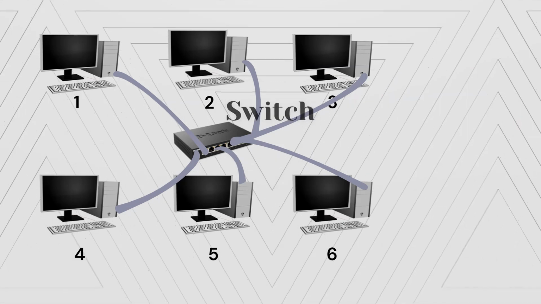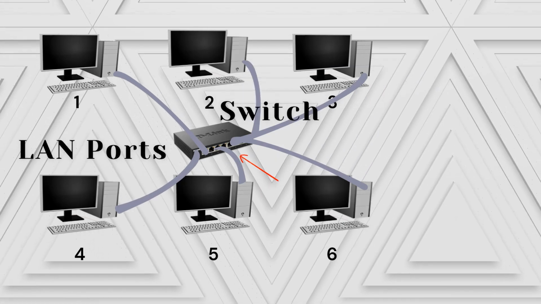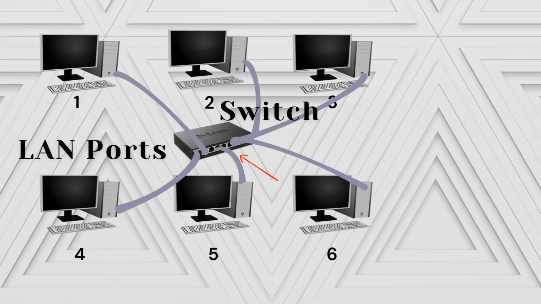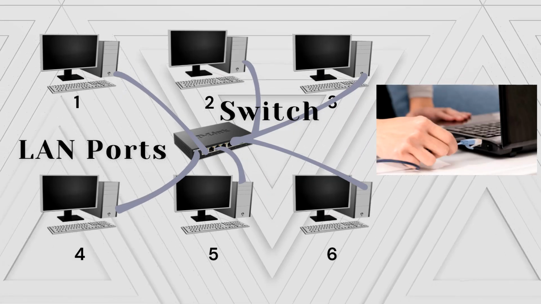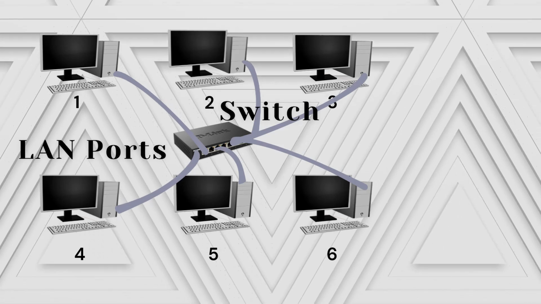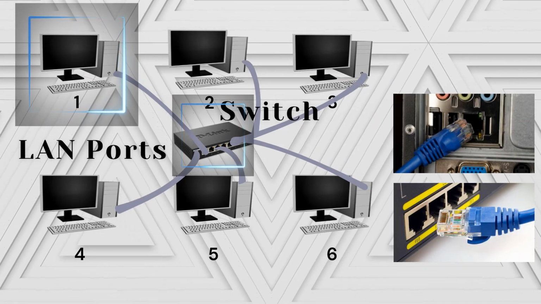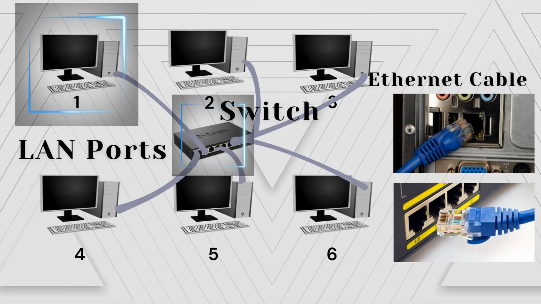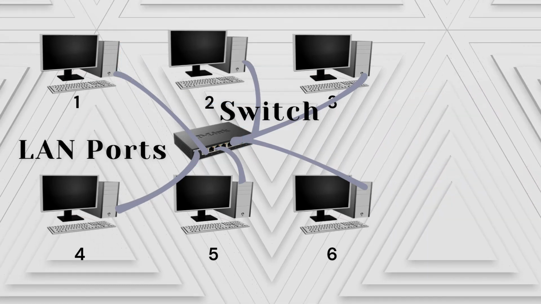A switch device has multiple ports, which are also known as LAN ports. Similar to switch LAN ports, there are LAN ports on the back of desktop computers and on the sides of laptops. To establish a connection between a computer and a switch, we connect the LAN port of the computer to the LAN port of the switch using an Ethernet cable. Once connected, computers can communicate with each other through the switch.